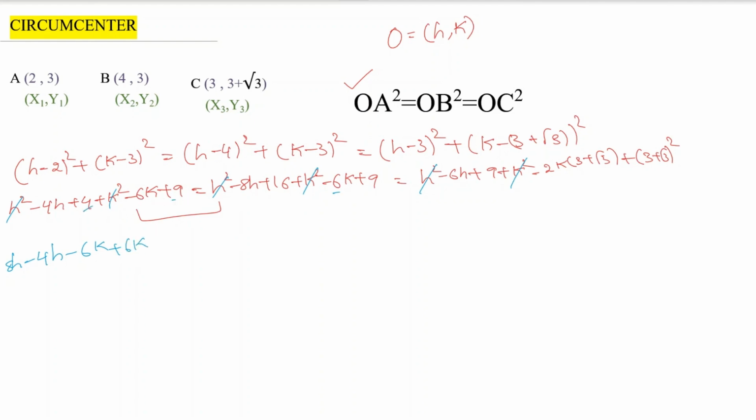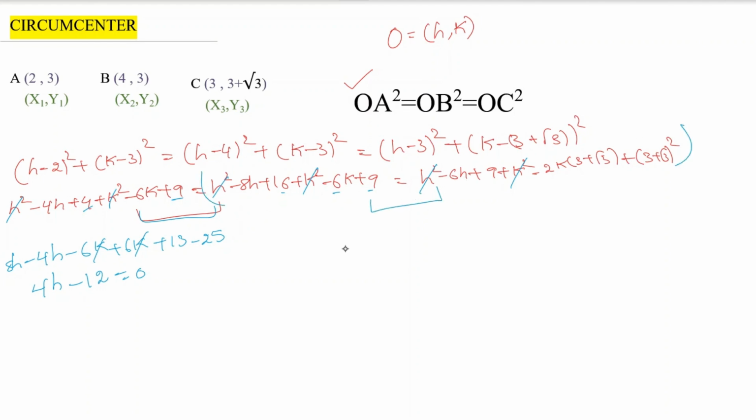Here 4 plus 9 is 13, and then we have 16 plus 9, that is 25. When we take it to the other side, it's minus 25. From this we can write 4h, these two will get cancelled out, minus 12 equal to 0 when we consider only these two equations.